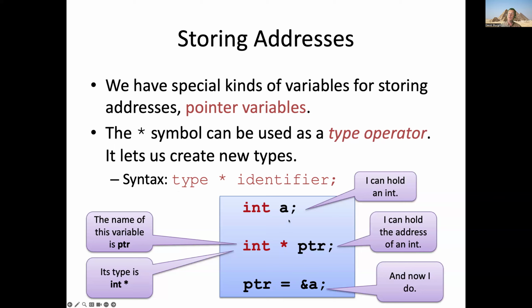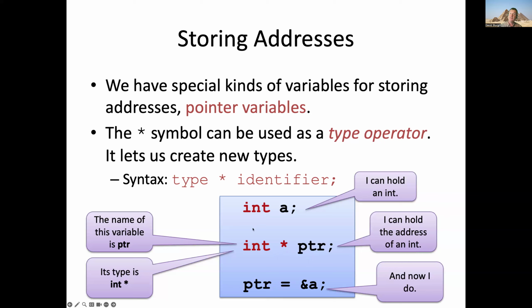Here, if I made a variable a like this, its type is int. It can hold an integer value between about -2 billion and +2 billion. If I make a variable like this, well, this is the syntax I'm talking about. This PTR can hold the address of an int. PTR can hold a pointer to any int variable.